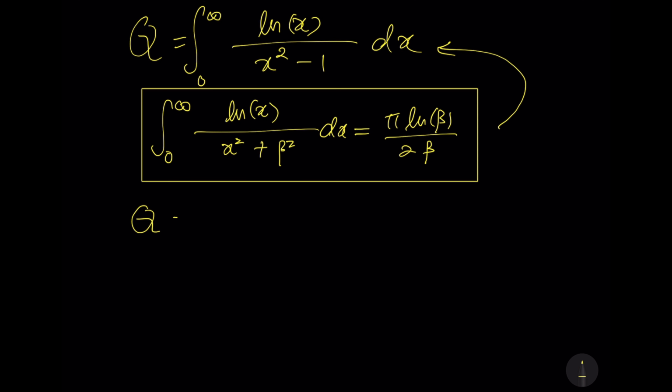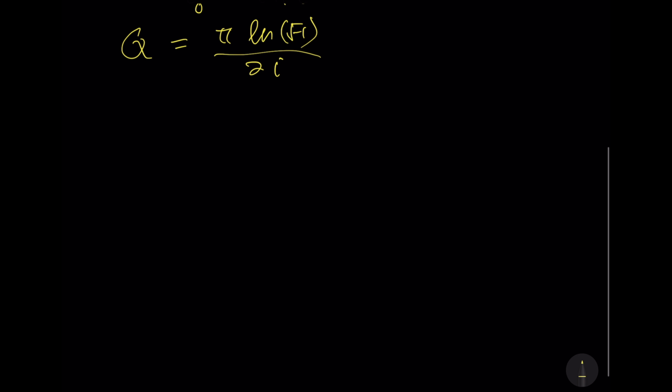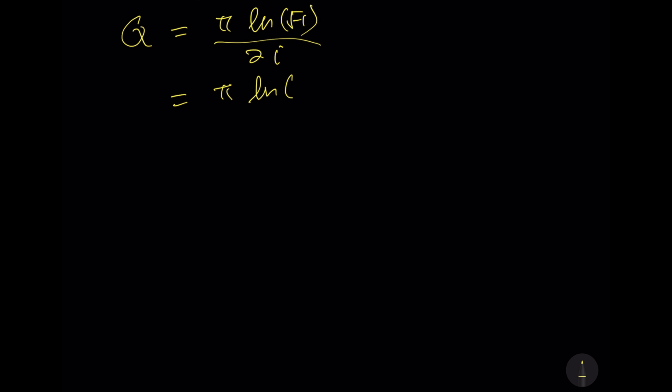We can rewrite the question Q equals to integral 0 to infinity natural log x divided by x squared plus i squared dx, where i is the imaginary number which is square root of -1. From the equation that we derived from the inverting variable strategy, it equals to pi multiply natural log i divided by 2i. For the natural log i, we rewrite as natural log square root of -1. Using the rules of natural log, we can rewrite it to become pi multiply natural log -1 divided by 4i.